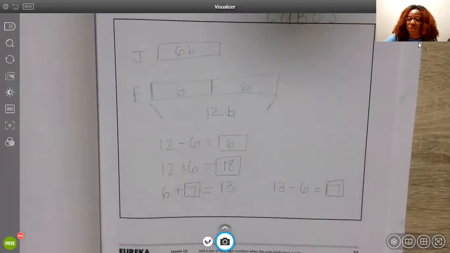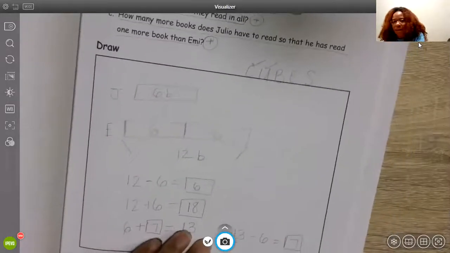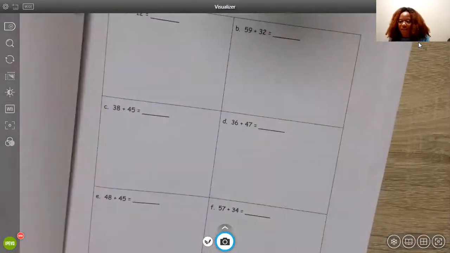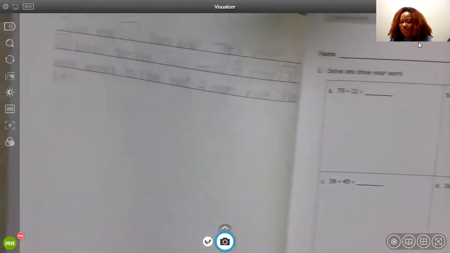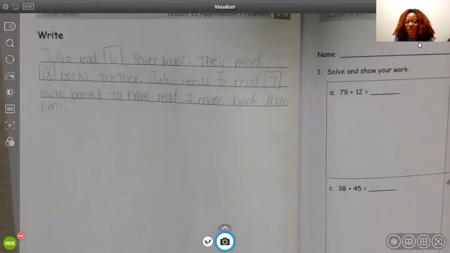Now I know that we answered all of our questions, but now we have to put them into a statement, which is on our back. Now, I already wrote them out for us. So I put everything that we talked about all together.